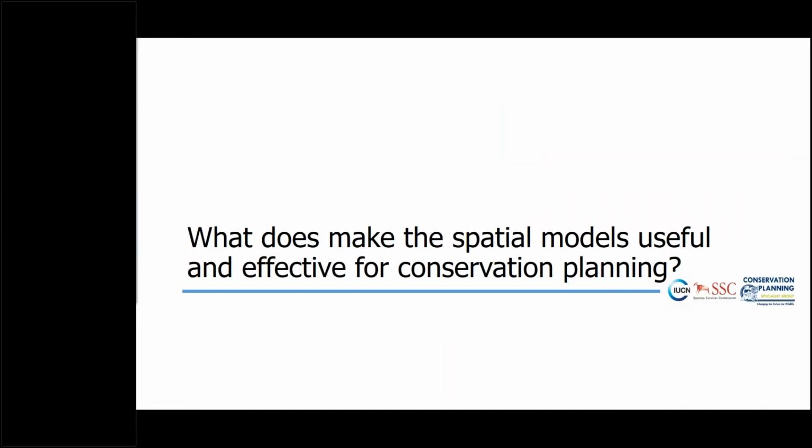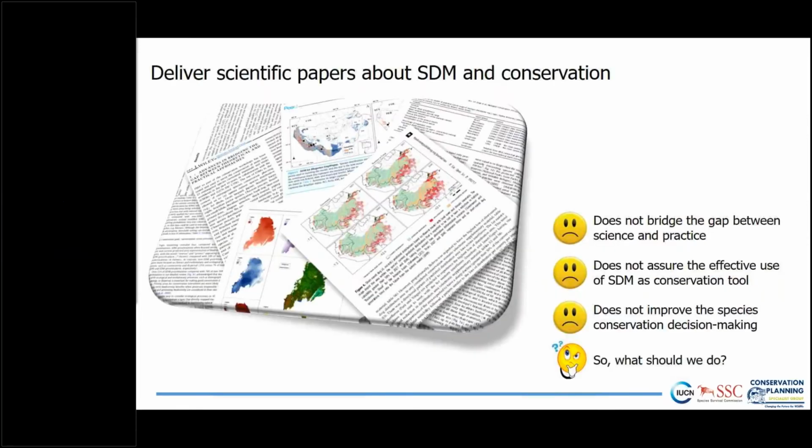And what makes spatial models useful and effective for conservation planning? The answer to this question is not related to this exceptional tool or only related to the marvelous model results, but it is more related to the way models are built and used by the stakeholders committed to the species conservation. So it's evident for us that delivering scientific papers with good results about modeling distribution, about the SDM and conservation, does not bridge the gap between science and practice, does not assure the effective use of the SDM as a conservation tool, does not improve the species conservation decision making. So what should we do to make this tool useful and effective for conservation?